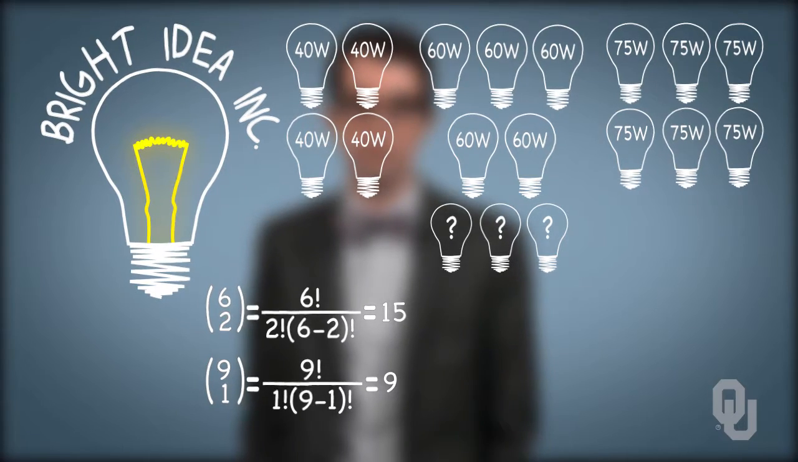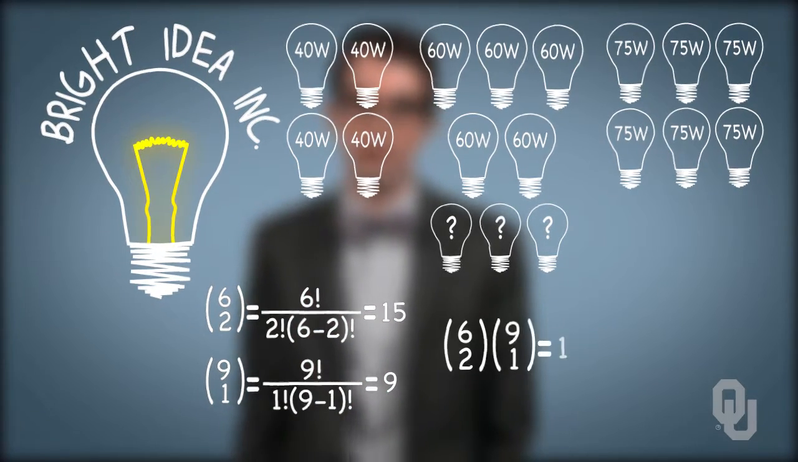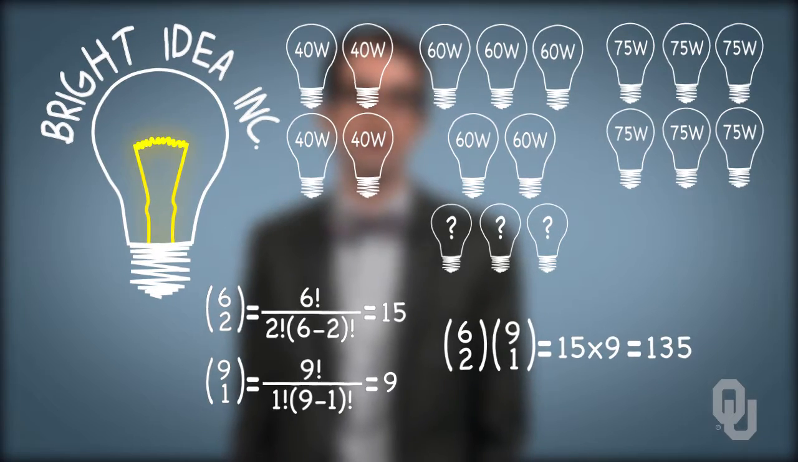From the multiplication rule for counting, we know the number of ways to get 2 75-watt bulbs, and we know the number of ways to get the remaining 1 bulb. We multiply these 2 values together to get 135 different ways to get our desired sample of 3 bulbs that contain exactly 2 75-watt bulbs.